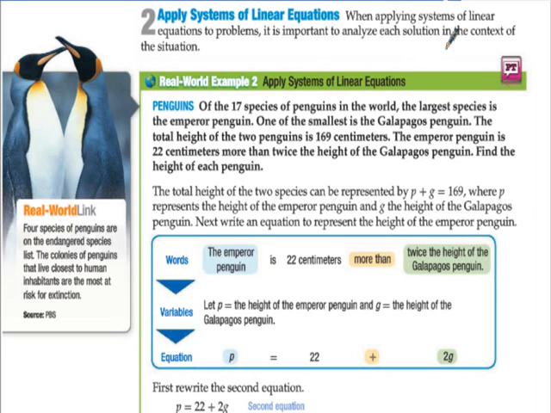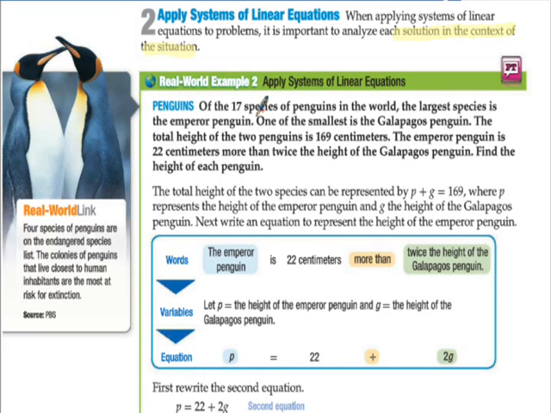Okay. We can apply systems of linear equations to problems. It's important to analyze each solution in the context of the situation. All that means is if we're talking about length and width, make sure your answers make sense for length and width. Our answers need to have context. So, if we're talking about height and you solve it and you get -10, well, I don't know of anyone who's -10 feet tall, so that's not going to make any sense. So just make sure your answers make sense for the context of what we're talking about.